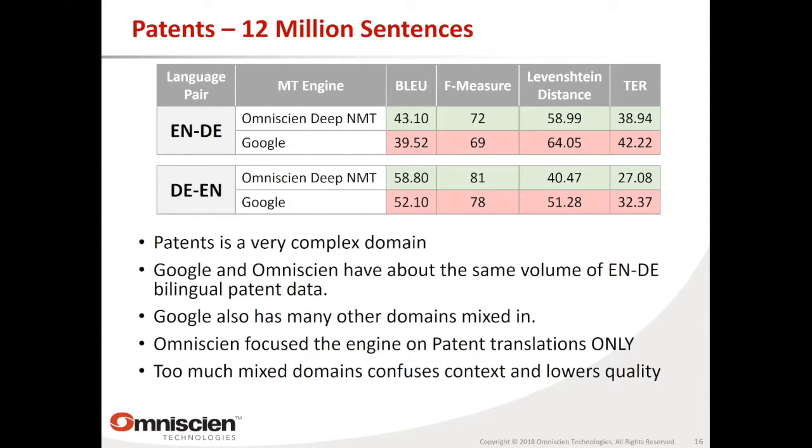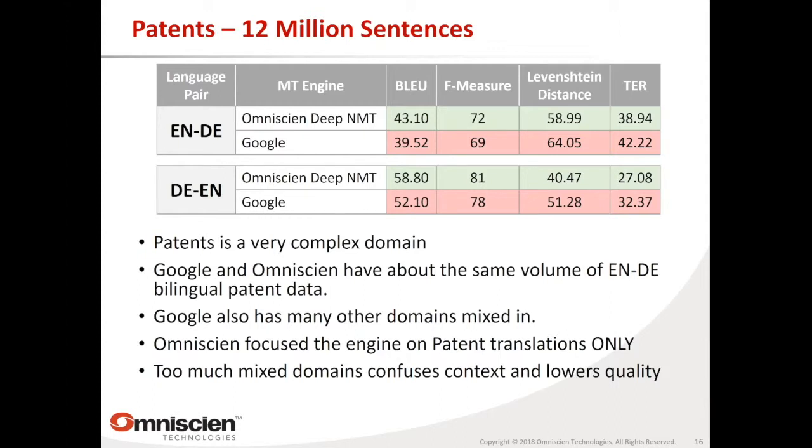Now, the difference here is that while Google has the same data as us, they also have a lot more data, and that is causing confusion and ambiguous terms get mixed in, and the net result is it's not a focused domain. So Google will often translate it into a different context rather than a patent. So this is a really important difference. So more data is not always the best solution.